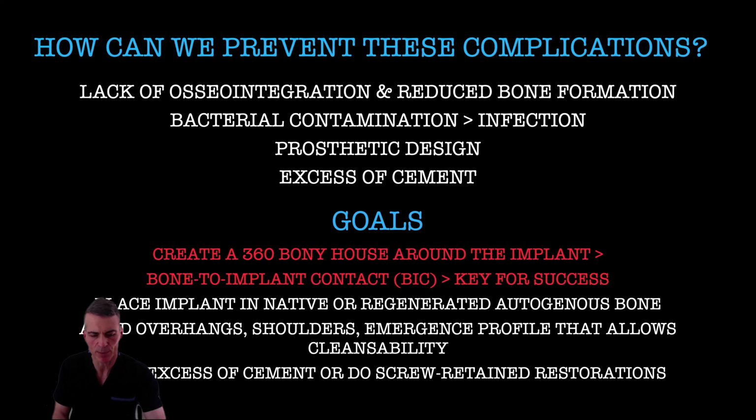From a prosthetic perspective, and this, again, is not the topic of today, but there is a significant amount of literature in this regard. A poor prosthetic design can lead to biological complications. So overhangs, shoulders should be definitely avoided by all means, especially in the aesthetic zone, because the tissues are more fragile. And the emergence profile of that prosthesis should allow for cleanability.